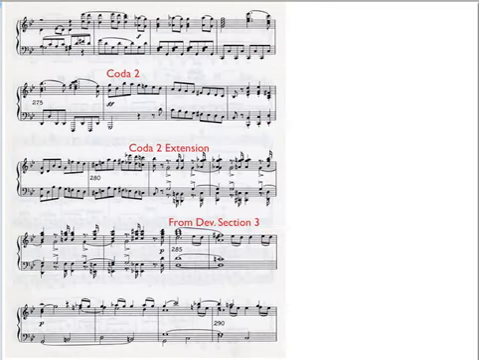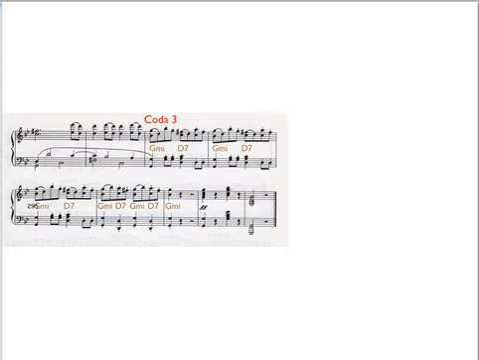then to codetta 2, codetta 2 has an extension. Then we have from the development section 3, a little quote, and that brings us to codetta 3, and the piece ends. Notice all the dominant to tonic, G minor, D7, G minor, D7, G minor, D7, G minor, D, and so on. So that it really does sound finished when the whole piece is done.